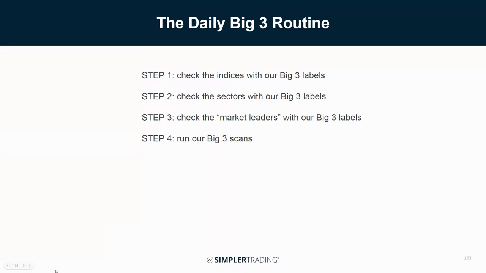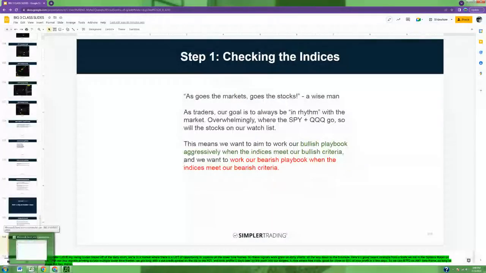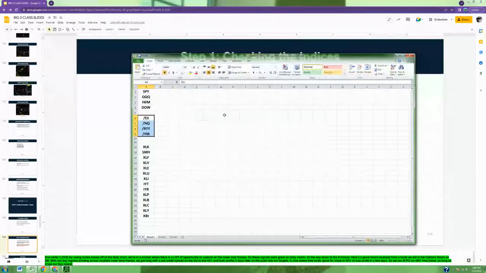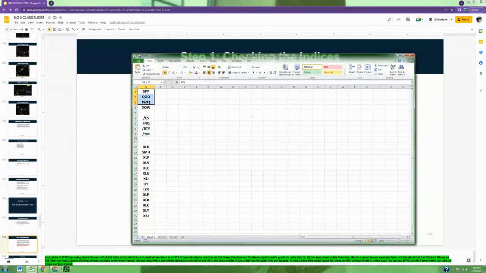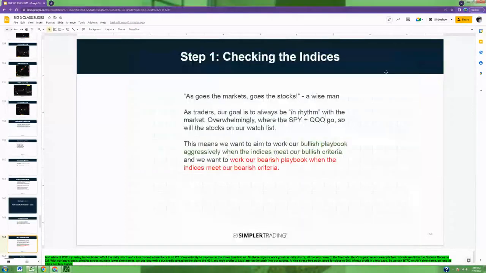So for this part of the show, I want you all to go to the class folder and go grab the big 3 market view spreadsheet. All right, really important exercise. We're going to look at the indices. We're going to look at the futures on the indices. We're going to look at a few of these leading sectors, and we're going to grade them out based on the big 3 signals. So that's what's up next, guys. Then we'll jump into the scans, and then we got all the time in the world here for some Q&A.